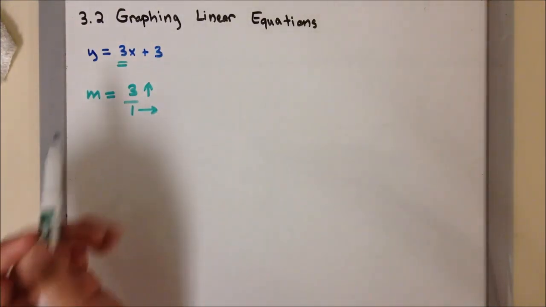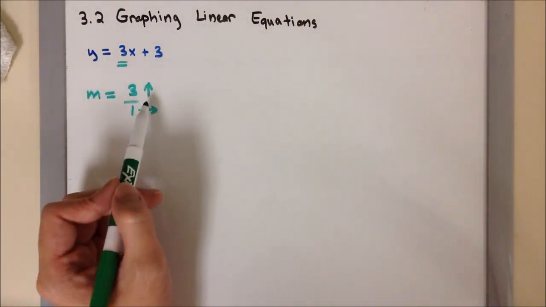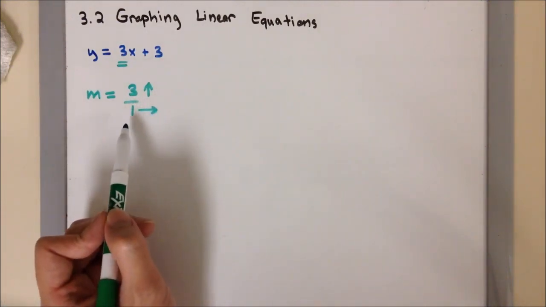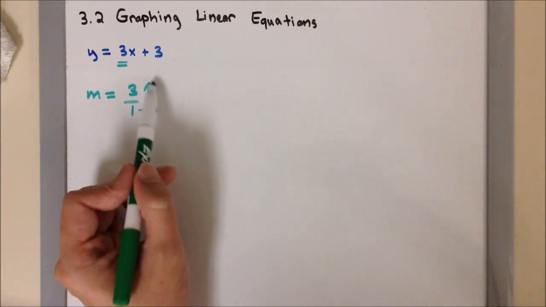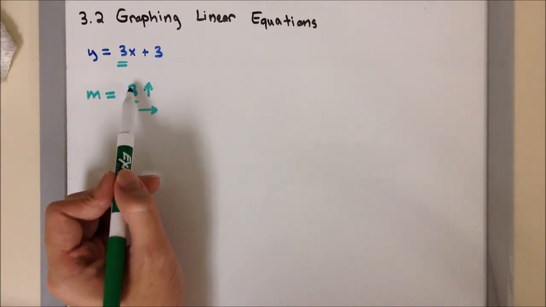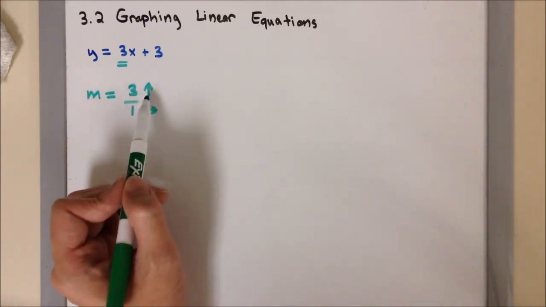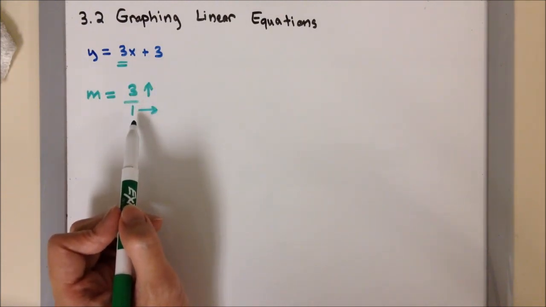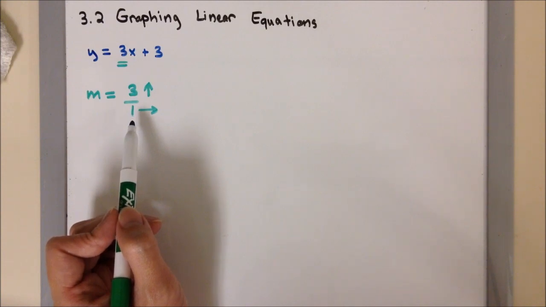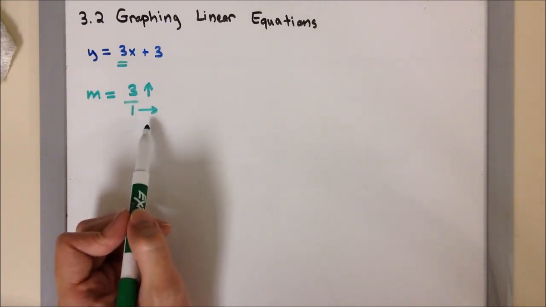If it was negative, then your top number will go down, but on the denominator, you still go to the right, always. So again, if it's positive, you go up with your numerator. If it's negative, you go down with your numerator. But in both cases, whether it's positive or negative, your denominator will always go to the right.